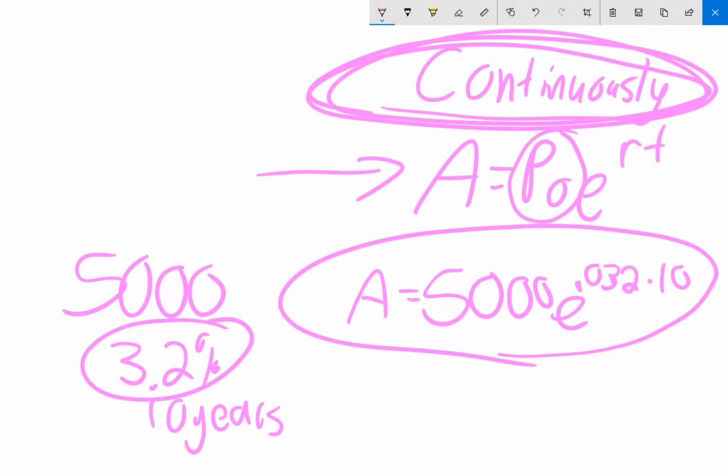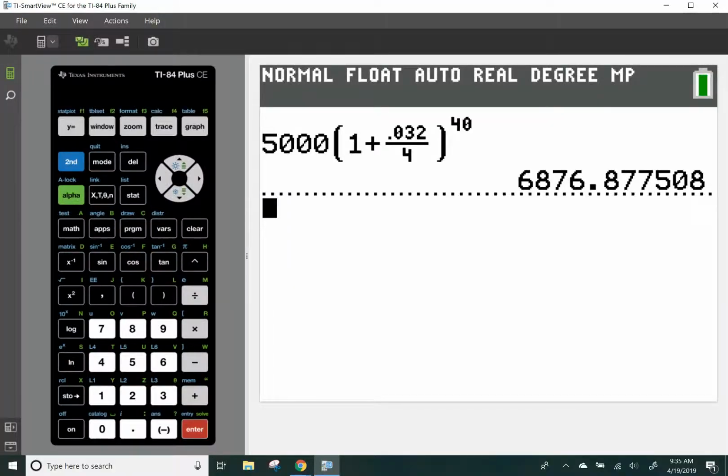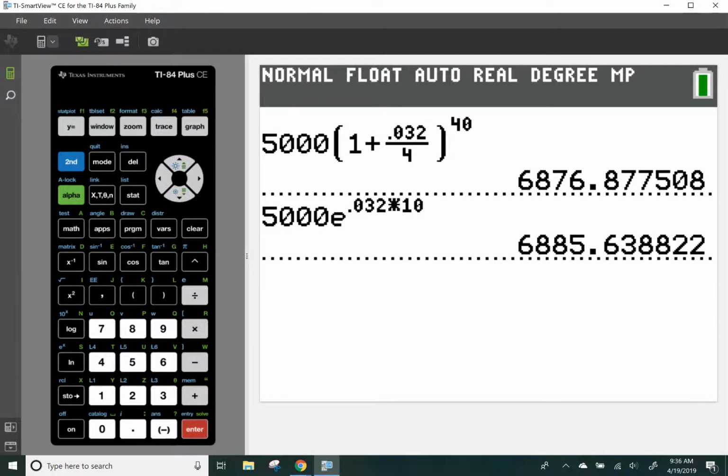So if you type this in the calculator, it would look like this: 5,000. And then here's the E part. E is second, and then ln, the button next to 4. You can see the E above it. And then you can type in the decimal times the time, the rate times the time. Just like that, and you would get an answer. Okay? So different formulas for different reasons.